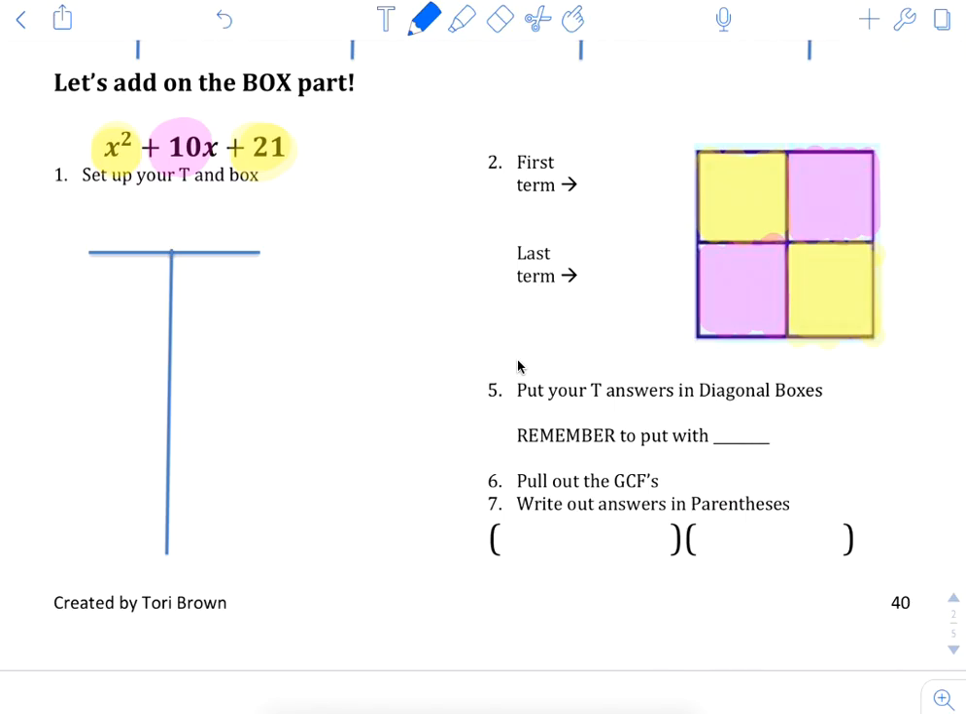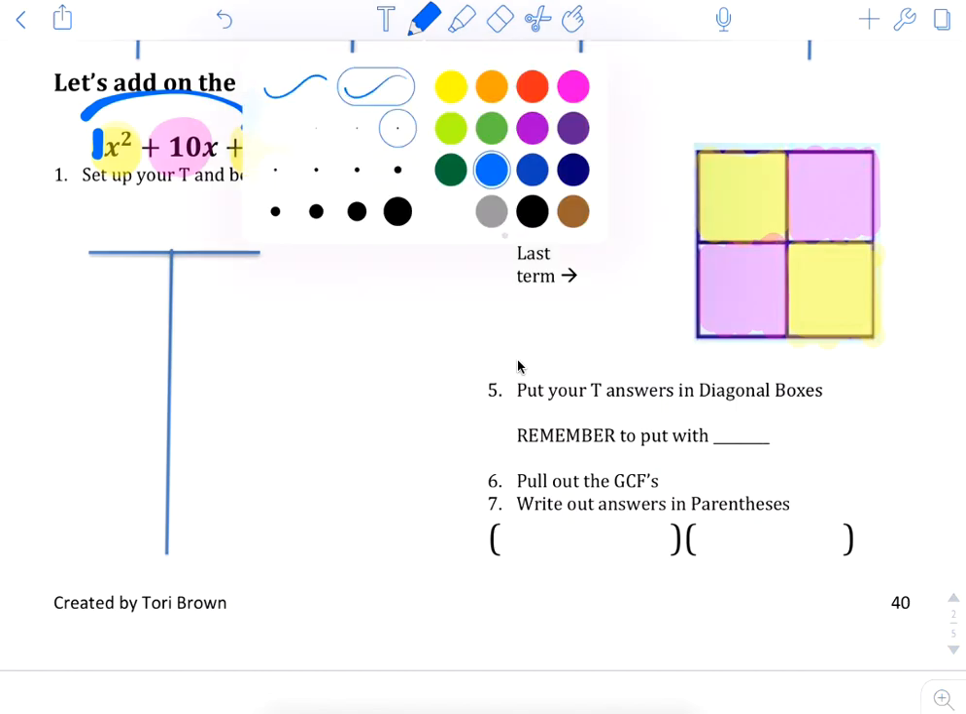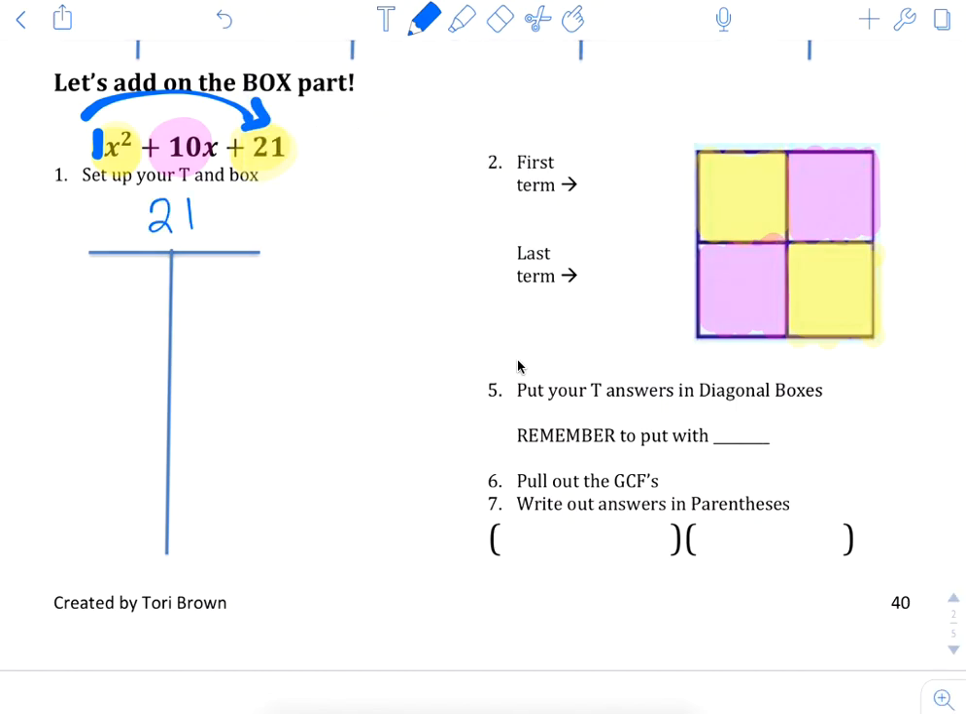All right. If you're ready for the box part, that means you're a pro already and you know how to do the T. So you know where my numbers are coming from. I'm going to take 1 times 21. That's going to give me 21. I'm listing out all my factors. 1 and 21, negative 1, negative 21. 3 and 7, negative 3, negative 7. And I'm looking for the pair that adds up to 10. We got it, okay?